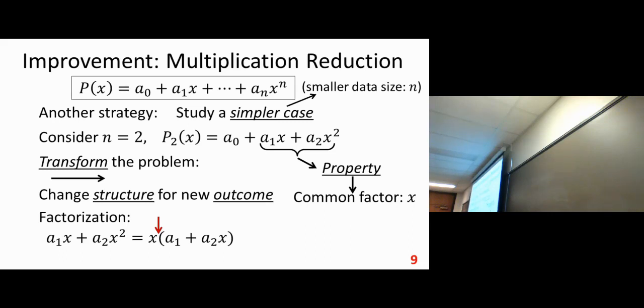You have 1 here, you have 1 here, right? So you have 2 multiplications. But how many multiplications do you have here? 3, right? 2 here, 3 there. The same result, the same number, but you just change the form, you get a different number of multiplications.